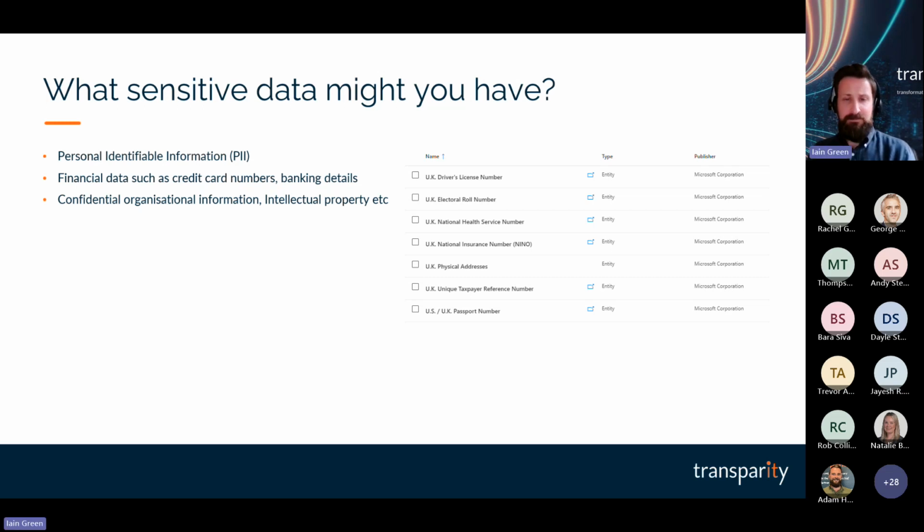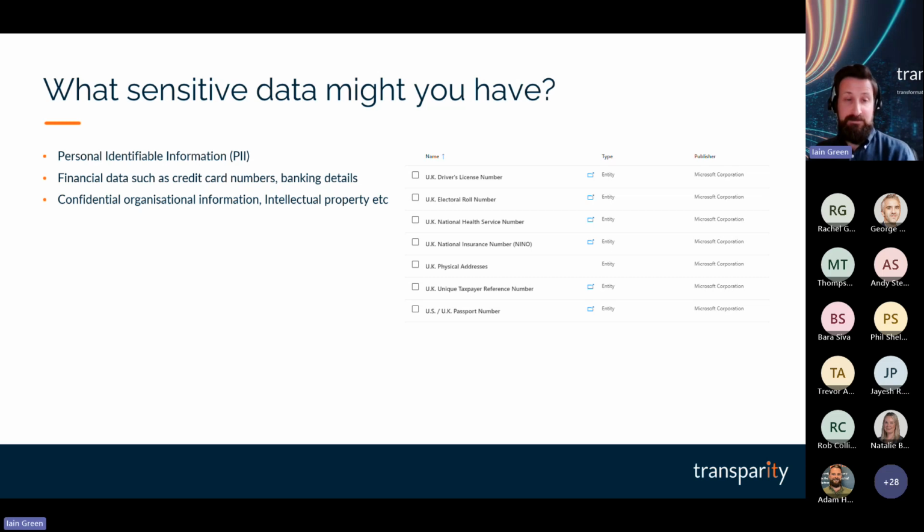And outside of regulatory requirements, you may just have confidential organizational information or intellectual property, things like that, that are specific to your organization. So we want to look at how you can protect these also. Obviously, this list isn't exhaustive, but just some of the primary examples of what we encounter. And as I said, on the right-hand side, you've got some sensitive info types that Microsoft will already be looking for within your cloud store data in Microsoft 365.